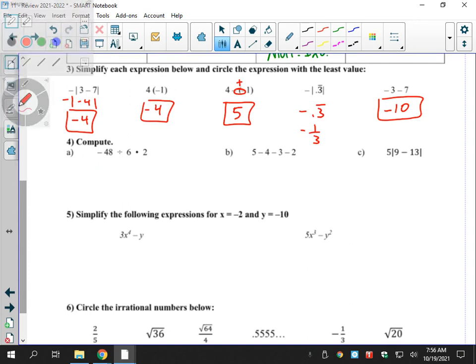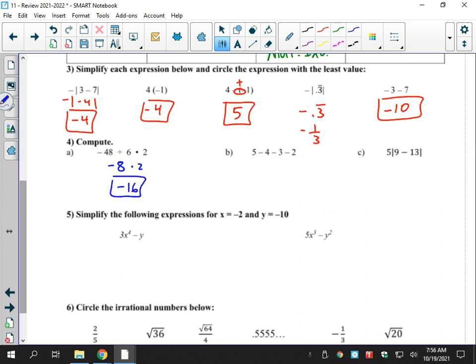Little PEMDAS down here on number 4. -48 divided by 6 times 2. It's going to be -8 times 2, working from left to right with multiplication and division, so -16. Now here we want to be careful. That's team game. Right? Negatives have 4, 3, and 2 points. Positives have 5. Negatives win by 4. Let's see, that's 5 times the absolute value. 9 minus 13 is -4. So 5 times 4, which would be +20.